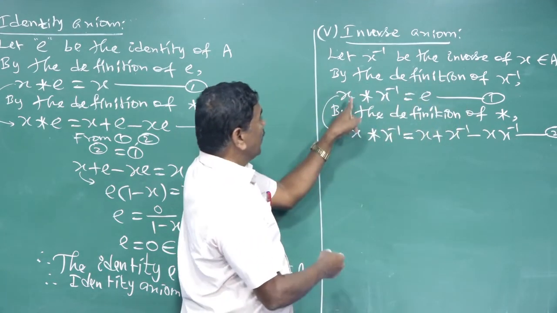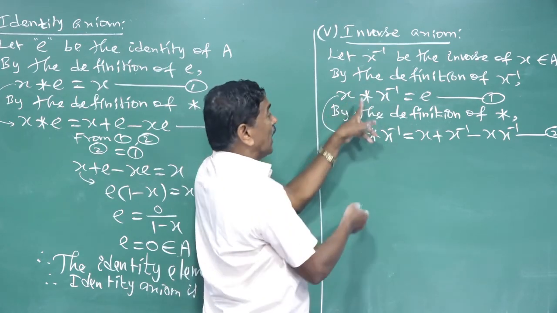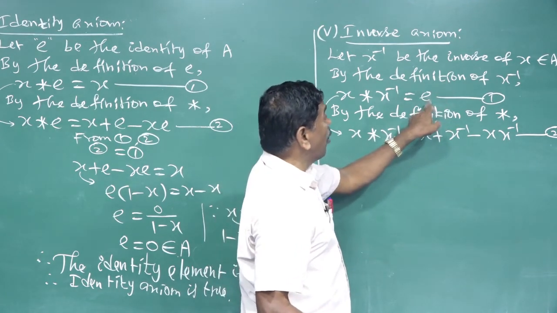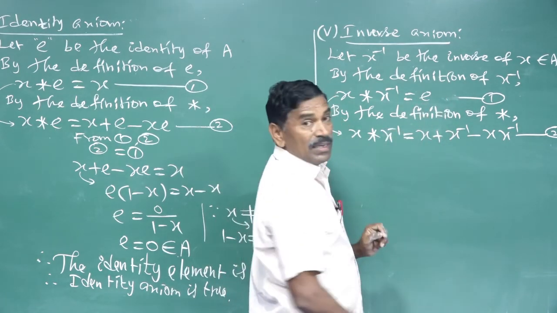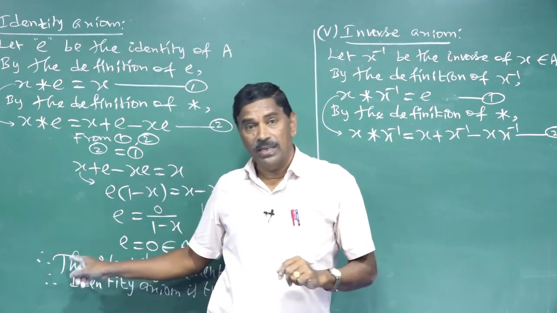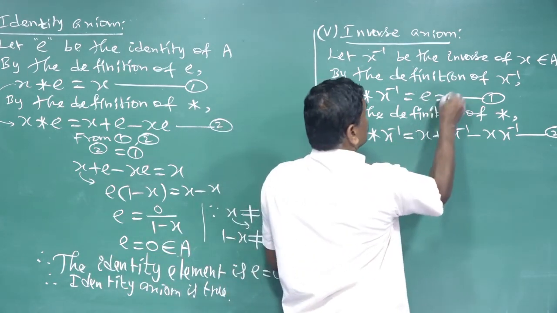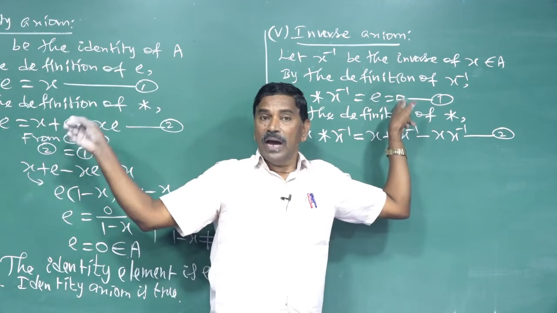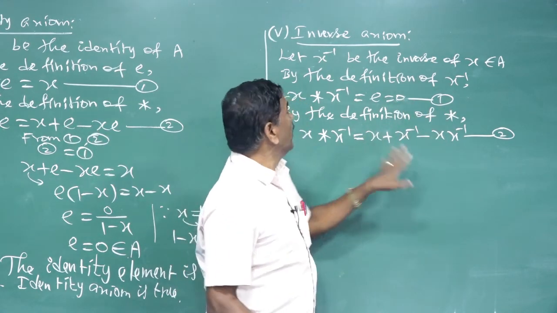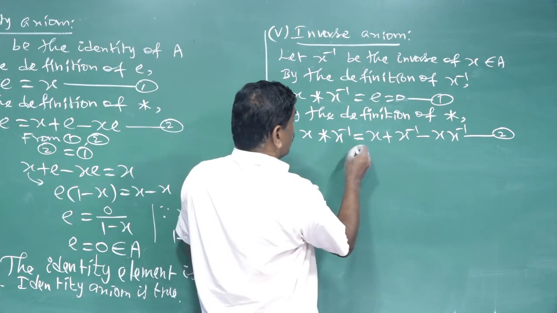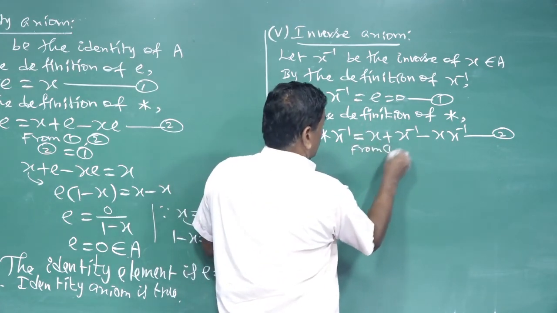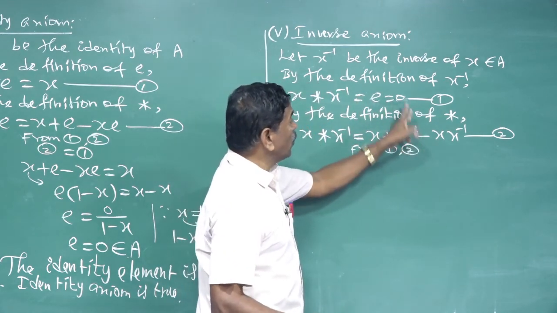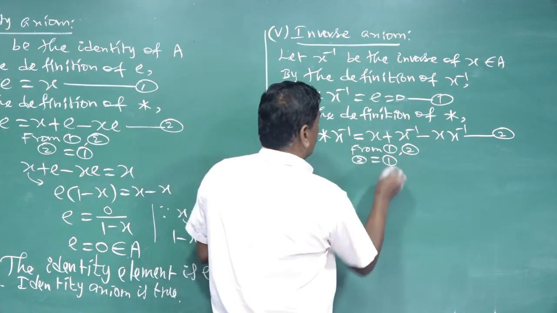Now listen. X star X inverse, X star X inverse. LHS are equal, therefore RHS are equal. And also one more idea. See here, can you tell me what is E? Yes, E is equal to 0, because of the earlier answer. X star X inverse is equal to E, and E is equal to 0 from the identity topic. Now LHS are equal, therefore RHS are equal. From 1 and 2, RHS are equal. Let us use 2 equal to 1 for my convenience.